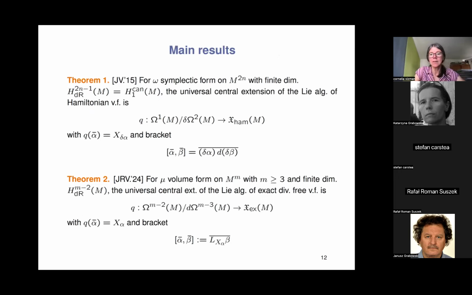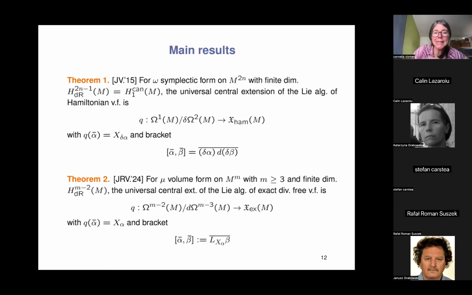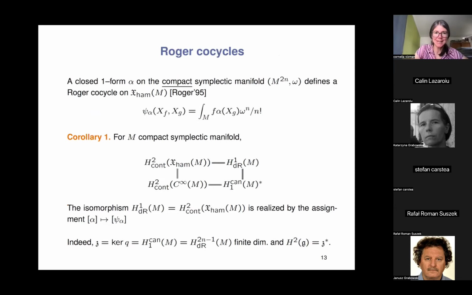How big is the center of this extension? How big is this is what comes now. Thank you. So for the symplectic case, we have it here in the last line. The center is H1 canonical, which is the same as H^{2n-1} de Rham.